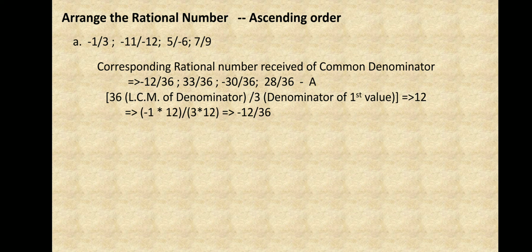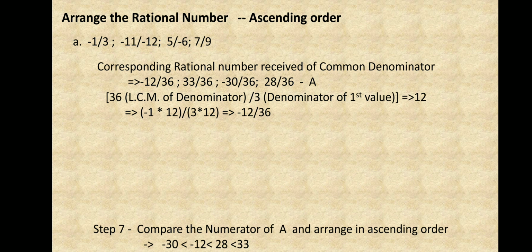And 36, the LCM, with denominator 3, which was the denominator of the first value, you got 12. So what did we do? We multiplied minus 1 by 12 and 3 also by 12. Then what did we get? We got minus 12 by 36.